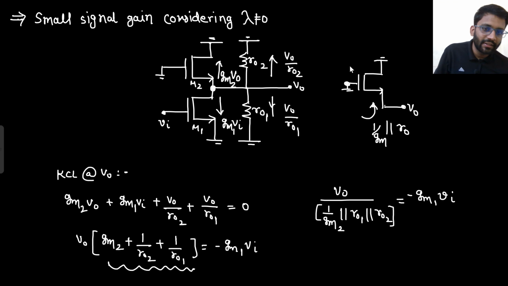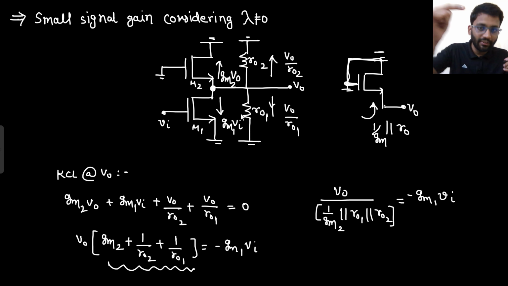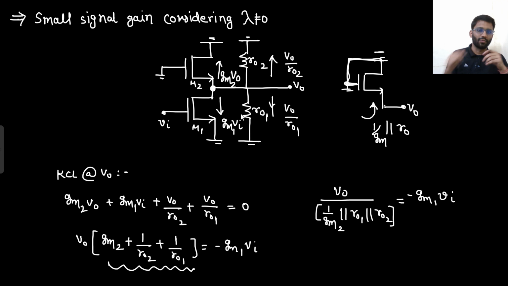It's not necessary it should be grounded. The necessary condition is both should be shorted. So now you can see from V0 to ground, I see 1 by GM parallel with R0. Say yes or no. And one more, I can see from V0 to ground R0 1 as well. So from V0 to ground, I can see 1 by GM2 parallel with R0 2, and also R0 1. So I see R0 1 parallel with 1 by GM2 parallel with R0 2. Yes or no?